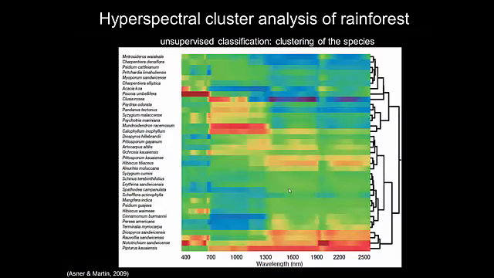In this slide, I show an example of a hyperspectral cluster analysis of rainforest species based on their reflected light from the visible to the shortwave infrared. The color codes show the spectral signatures of each species, with yellows and reds showing high and greens and blues showing low reflectance. The dendrogram to the right shows the phylogenetic clustering of the different species.